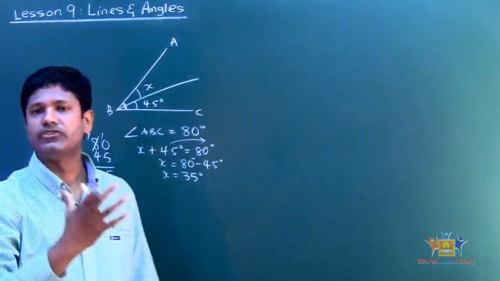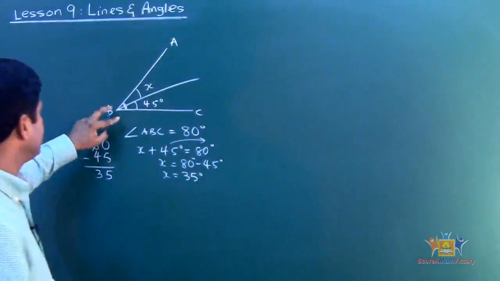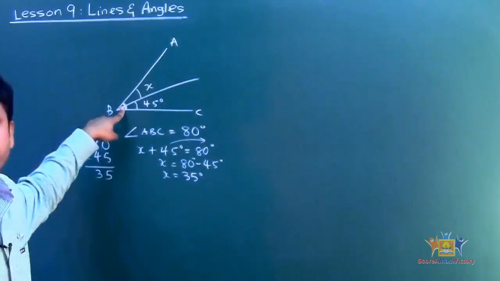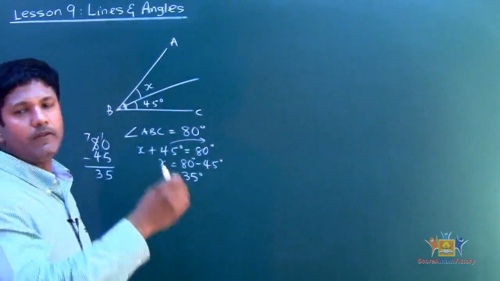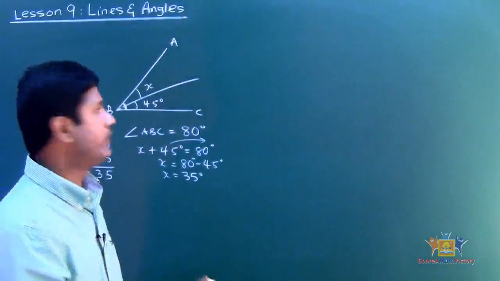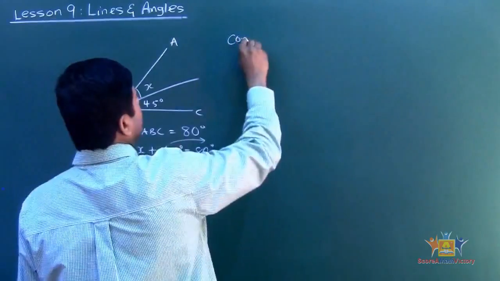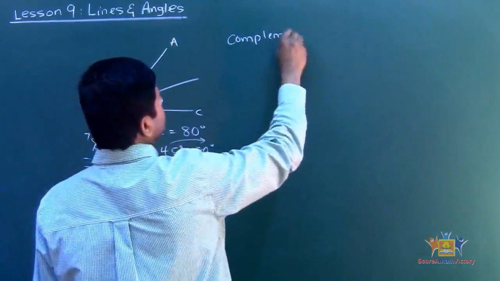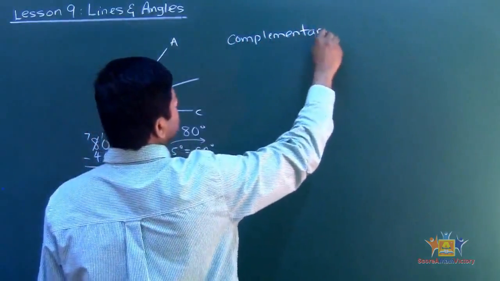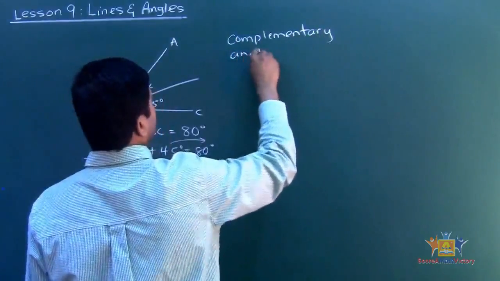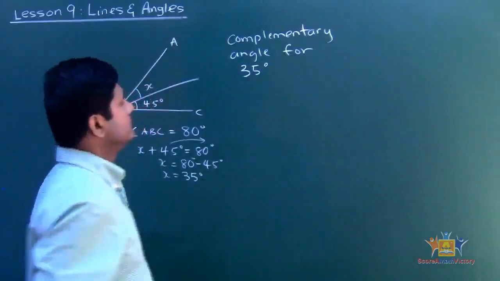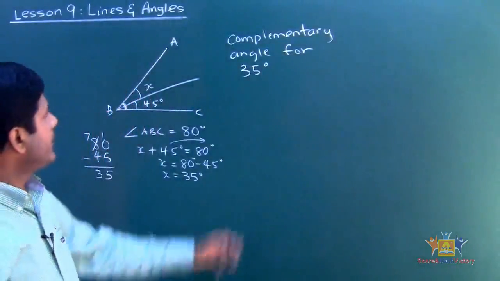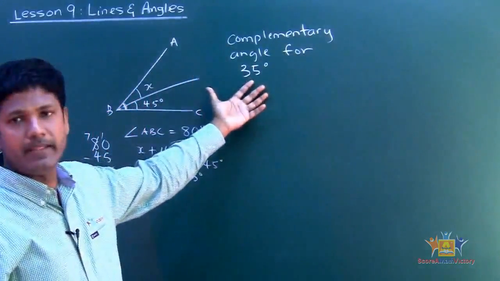That's how you do the adjacent problems, okay? With adjacent problems, I have to give you the angle. Now if I were to tell you, find the complementary angle for 35 degrees, you'd say, Mr. Mac, how am I going to find it? You didn't give me anything more than that.